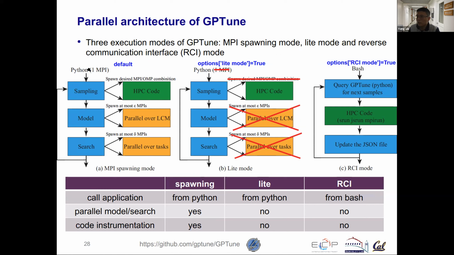Essentially, we will need to do, say, mpirun -n 1, then the driver script. Then the driver script will launch GPTune, which will go through this loop: sample, model, and search, and go back to sample. In the sampling, we use MPI spawn to, in essence, launch the HPC code. Presumably, the HPC code is also MPI based.